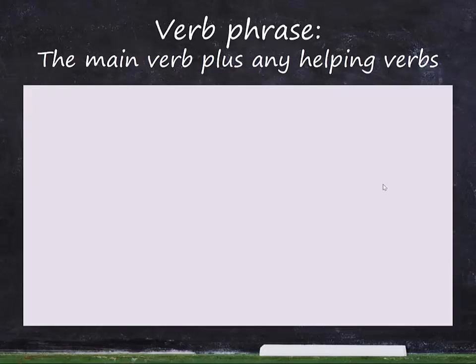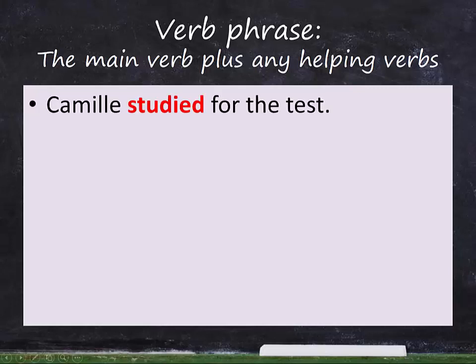The next kind of phrase is the verb phrase. We hinted at this in the verbs video. The verb phrase is the main verb plus any helping verbs. Let's look at some examples. Camille studied for the test. Studied is the verb. Since it doesn't have any helping verbs, it isn't a verb phrase. Remember, a phrase is a group of related words. This is just a verb.